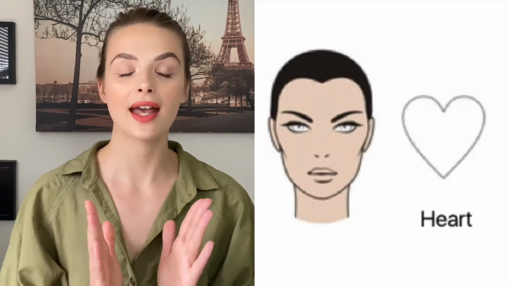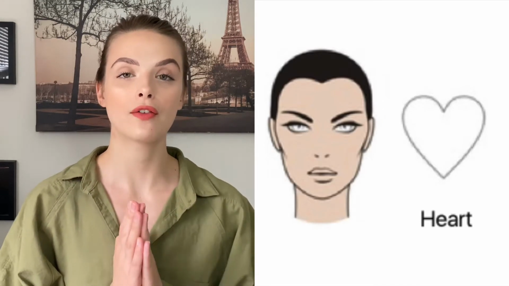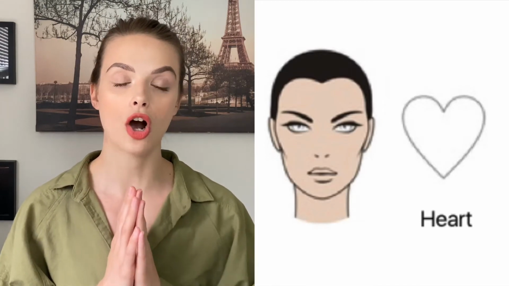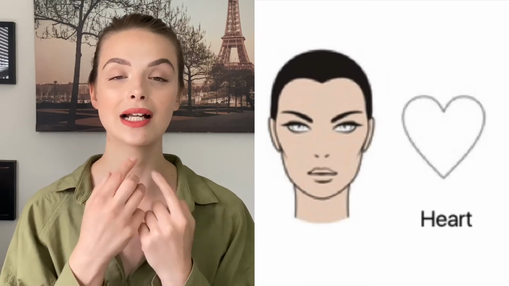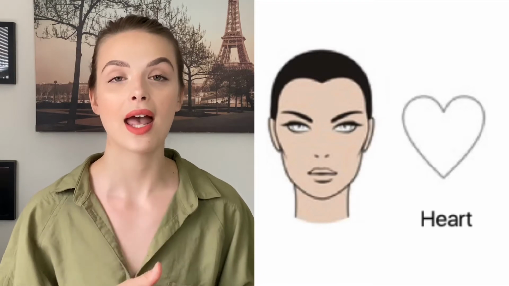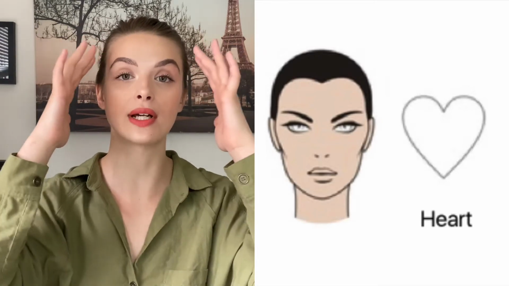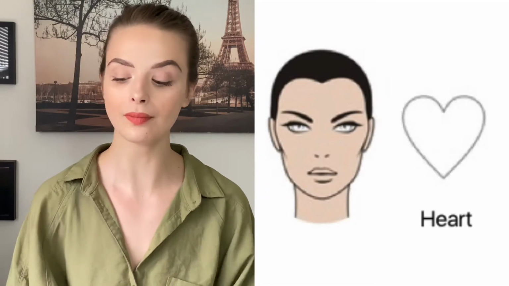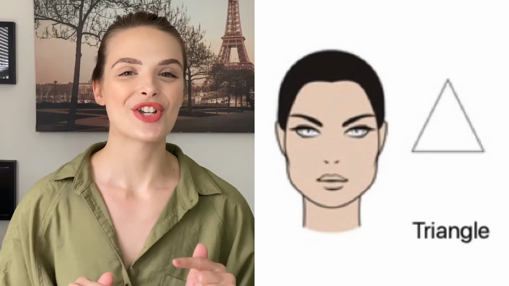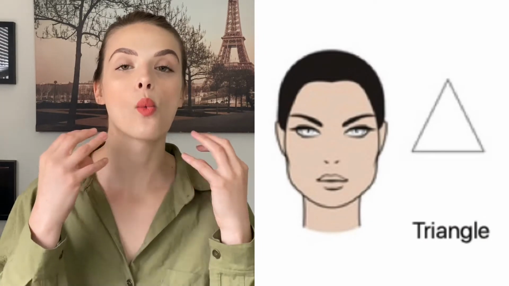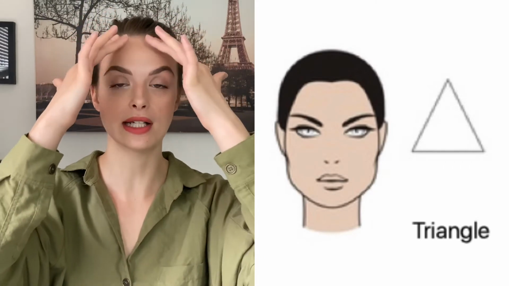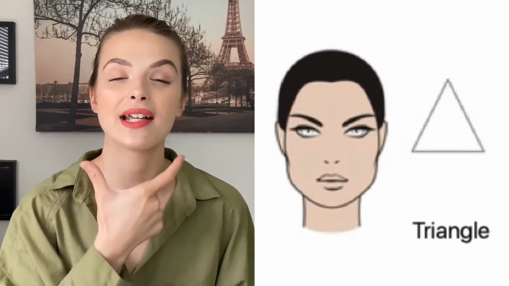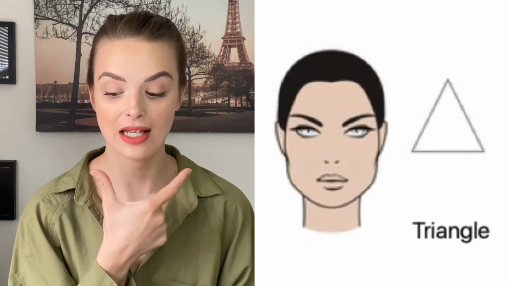And with a heart-shaped face, your forehead is going to be wider than your jaw. So your jaw and your chin are going to kind of come to a point down here, and so that area is going to be your most narrow. And then through your forehead is where you're going to have your widest area. Next, we have a triangle. Triangle is the opposite of heart shapes, so you are going to have a wider jawline than your forehead area. So this area up here is going to be very small, and so you're going to be widest at the bottom portion of your face.